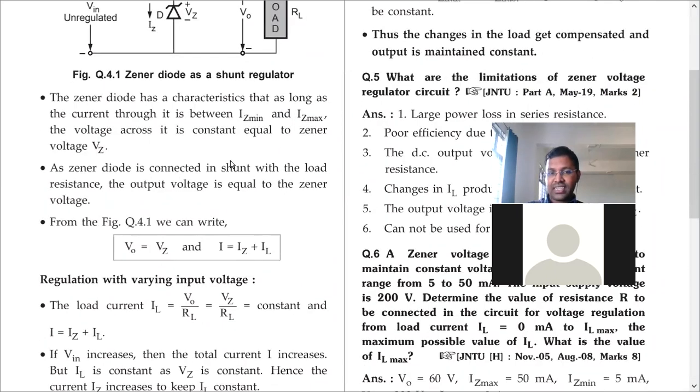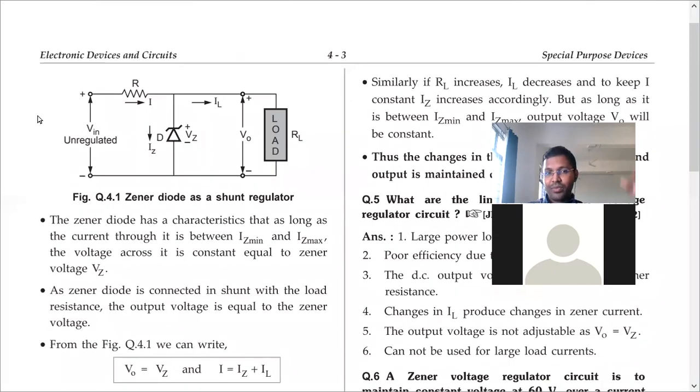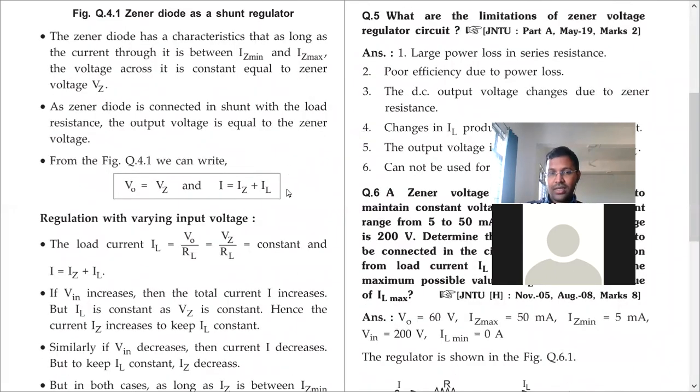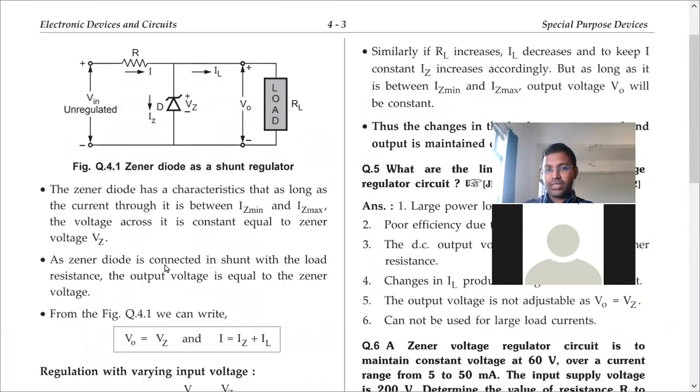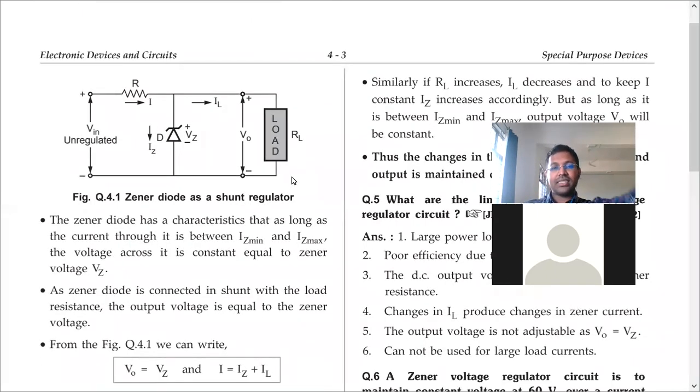So now again, let us see the outline and we'll go into the points in detail. First case is over: when input was changing, how output remained constant. Now we are going for the second case, when input voltage is constant, but RL is changing. So that is regulation with varying load. Varying load means RL is changing. So what happens when RL changes? If RL decreases, what will happen to IL? Simple logic.